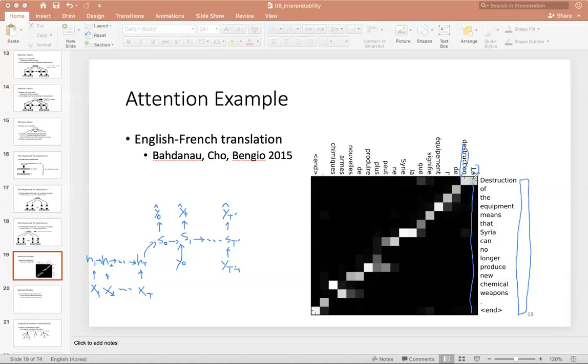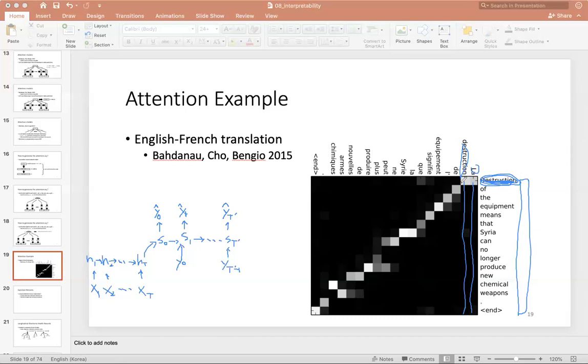So the brighter, the stronger the attention weight. All the attention is being poured towards "destruction" when you're trying to predict "law." And then when you're trying to predict the French word "destruction," again all the attention is focused on "destruction." So it makes sense. A lot of destruction means just the destruction. So the two words should be derived from this corresponding English word, right?